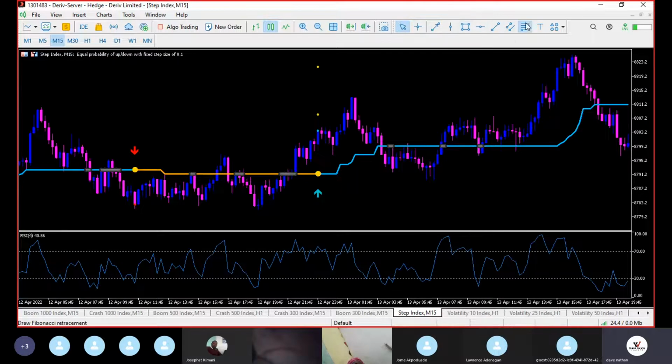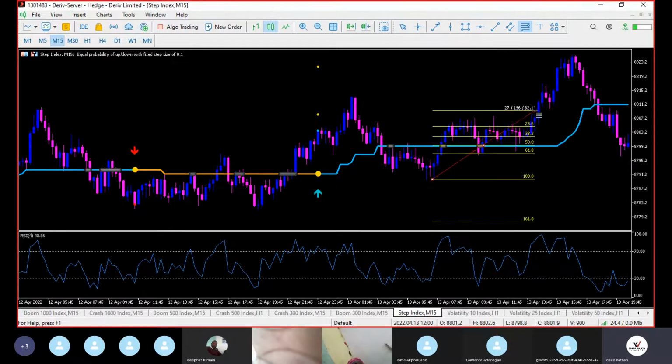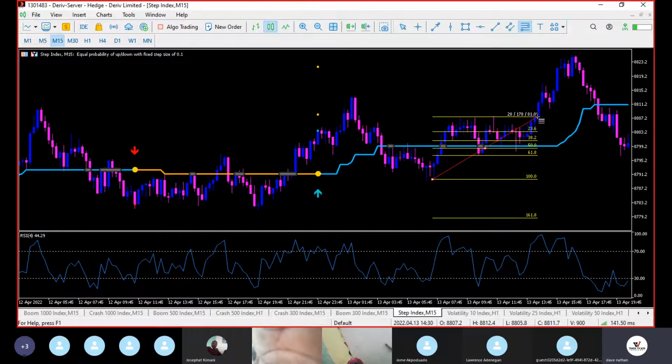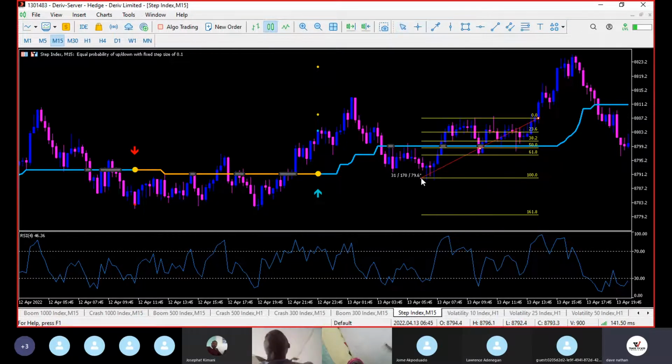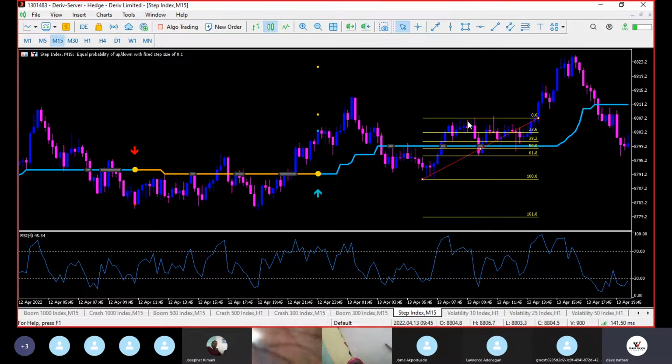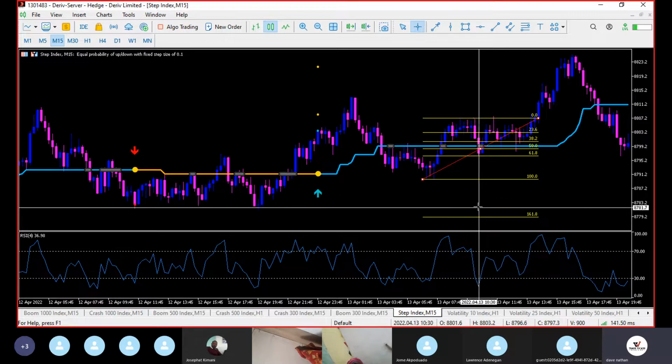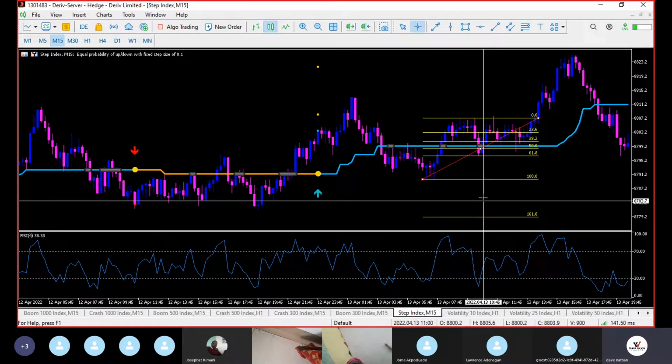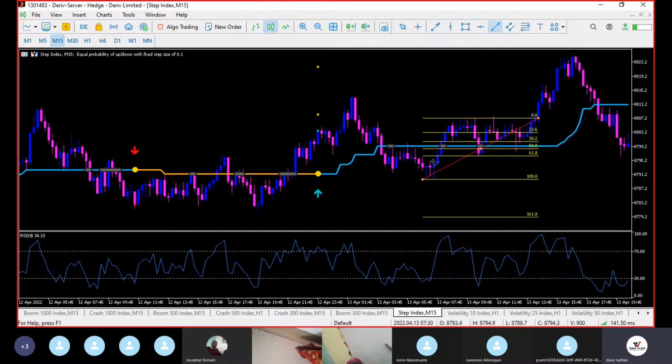Okay, so let's try this. All right, so drawing from this point of support to this point of resistance, you can see price coming to 61.8 to give you a buy setup, and that was also where RSI was giving you a buy setup, and that was also where a divergence was shown. All right, so this was multiple confluence.